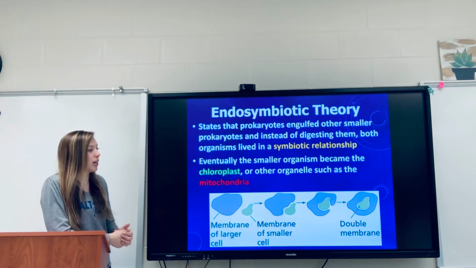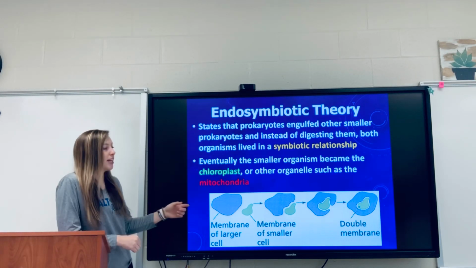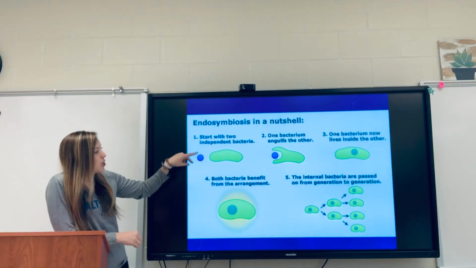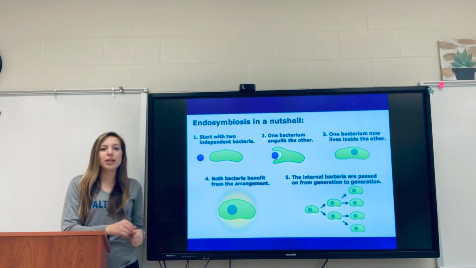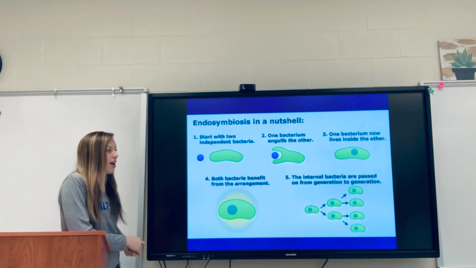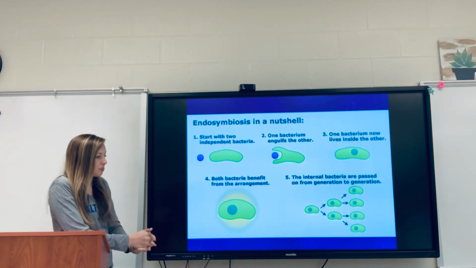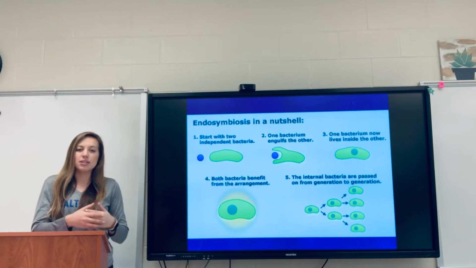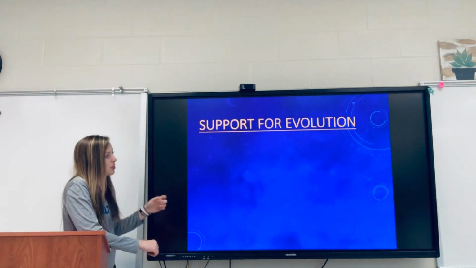And eventually the smaller organism became the chloroplast or the mitochondria or whatever. And so we can see here, started with two independent, one engulfs the other, now it lives inside. The arrangement is mutually beneficial for both, which is the reason that this would occur. And then as the internal bacteria are passed on, this is living inside and it's the same, so it's passed on from generation to generation.